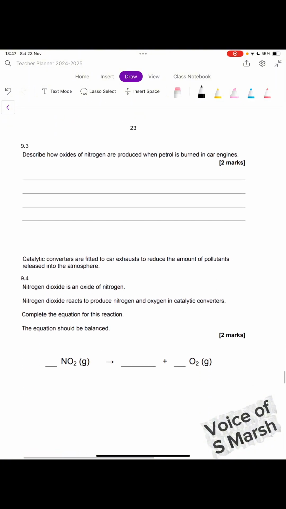Describe how oxides of nitrogen are produced when petrol is burned in car engines. It is a very, very straightforward question. You'd be surprised how straightforward this question is, for the first mark anyway. And that's simply saying nitrogen reacts with oxygen in the air to make nitrogen oxide. Straightforward. But why does this happen? And it happens because the car engine has very high temperatures.